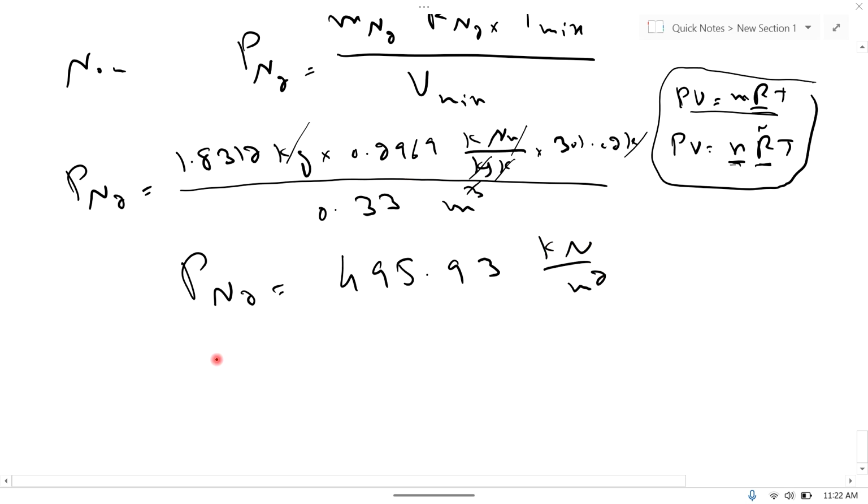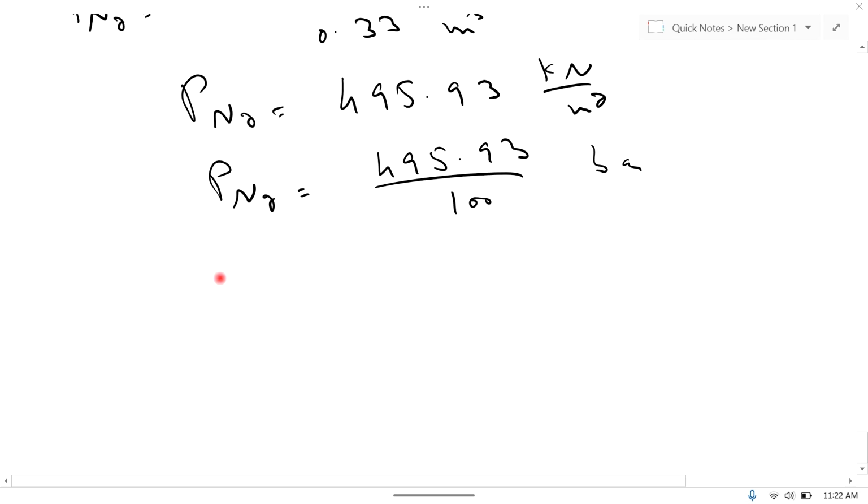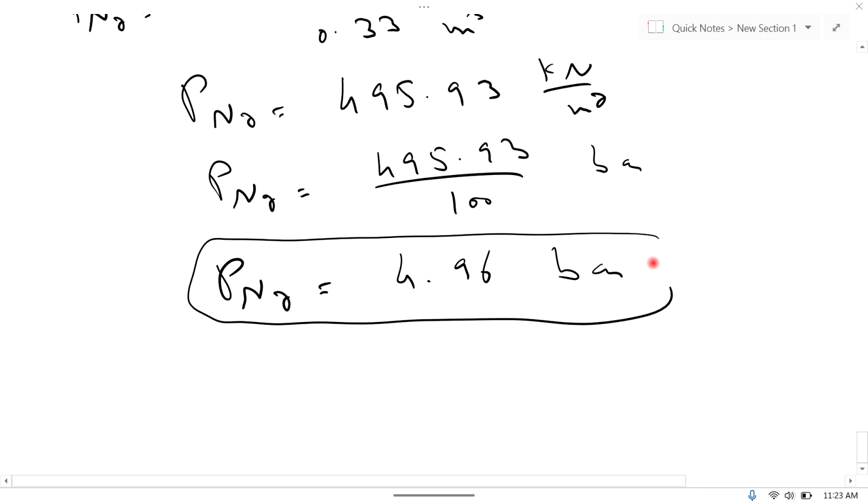To convert this into bar, divide by 100, because 1 bar is equal to 100 kilopascal. So the pressure of nitrogen is equal to 495.93 divided by 100, which is about 4.96 bar when rounded. You can also write this as 4.9593.